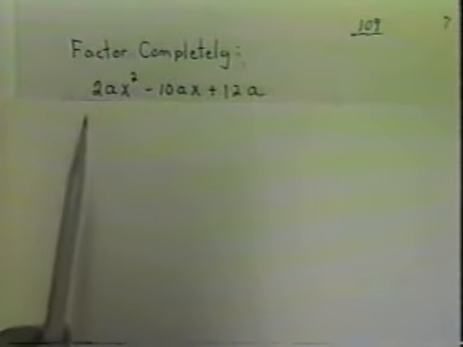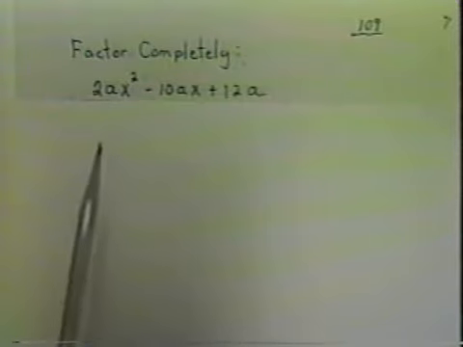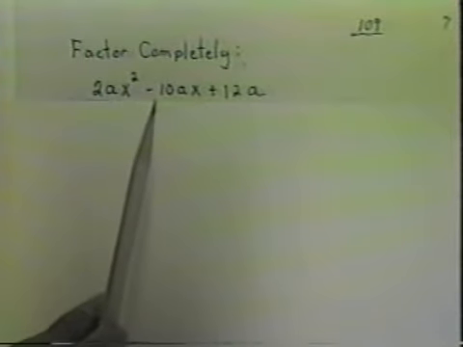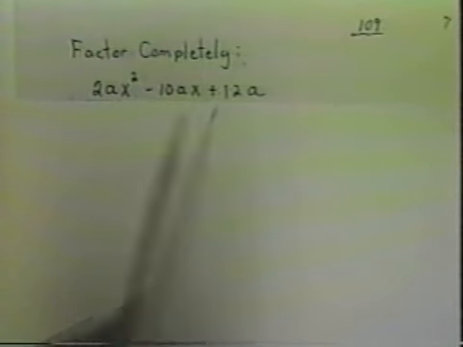Let's look at another one that adds one more feature to factoring: 2ax squared minus 10ax plus 12a. And I'm going to tell you something that you need to remember. Make a note of this and put it somewhere so that you can review it. You can't possibly forget it.